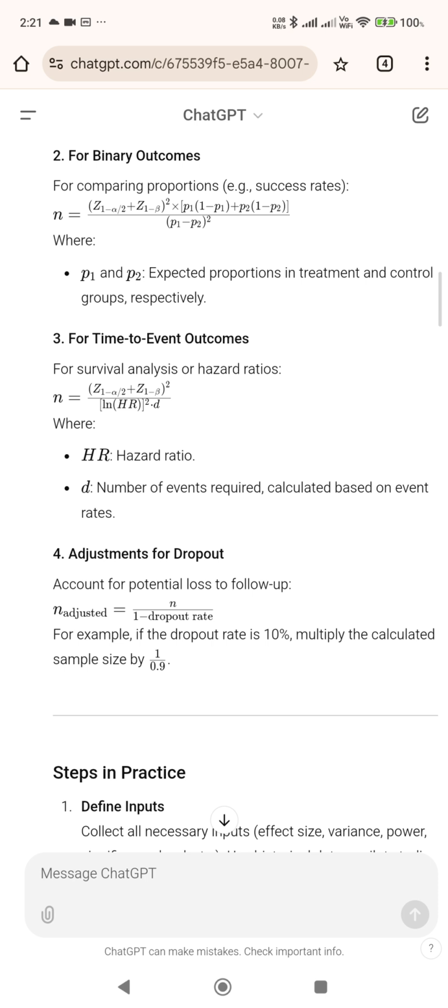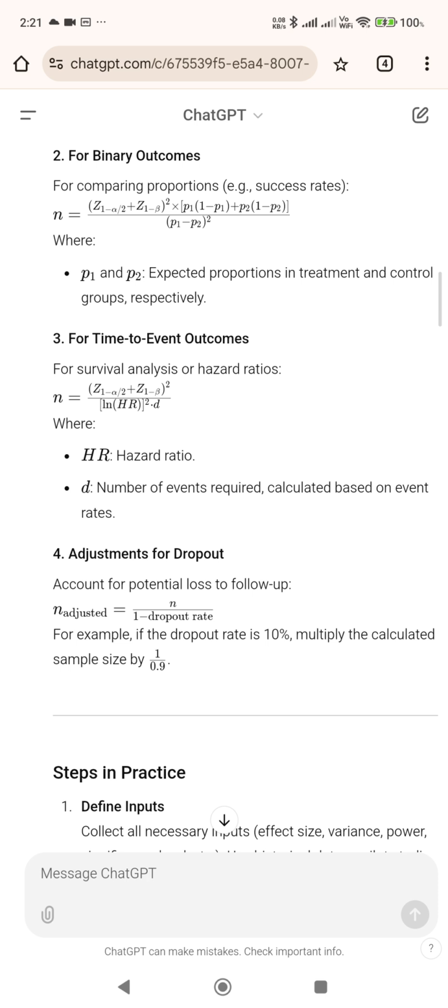4. Adjustments for dropout. Account for potential loss to follow-up: n adjusted equals n over 1 minus the dropout rate. For example, if the dropout rate is 10%, multiply the calculated sample size by 1 over 0.9.